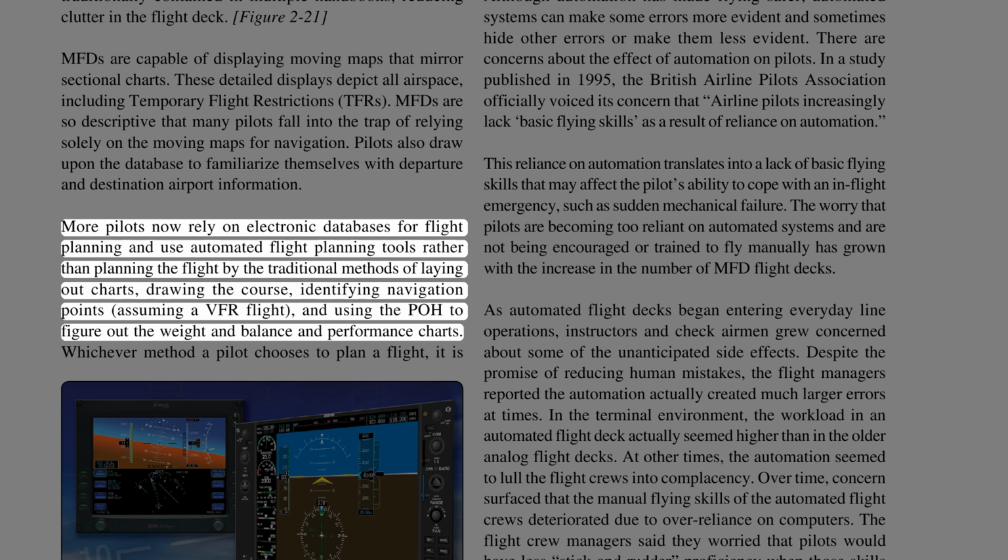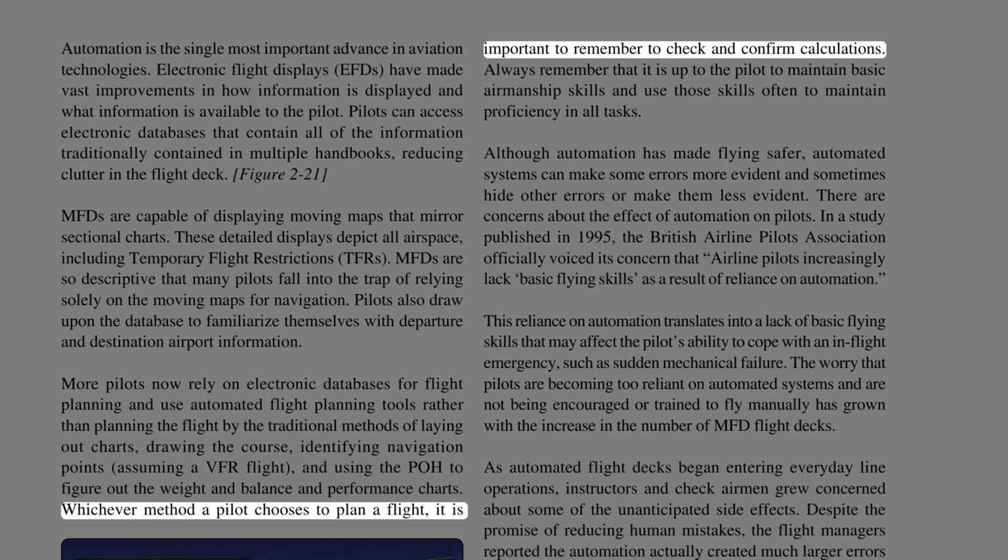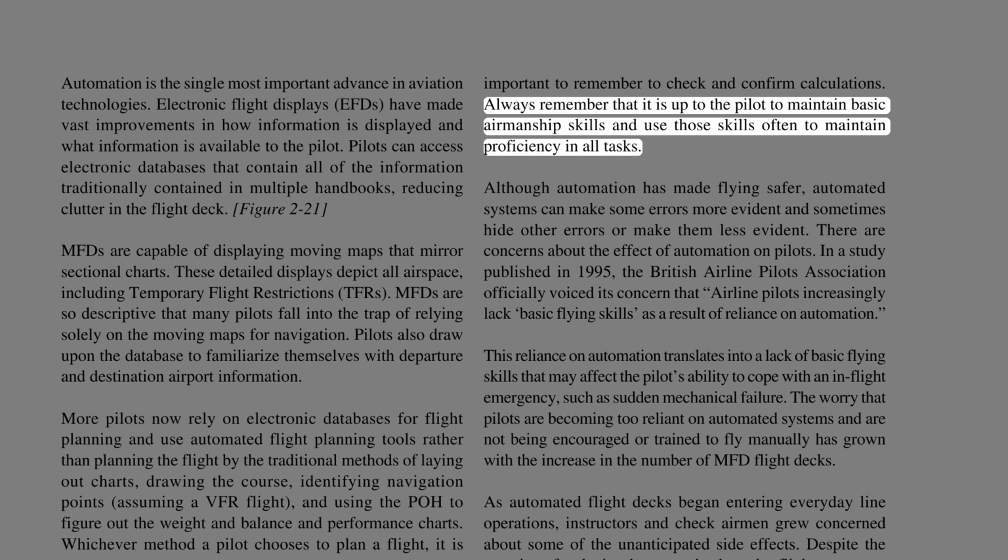More pilots now rely on electronic databases for flight planning and use automated flight planning tools rather than planning the flight by the traditional methods of laying out charts, drawing the course, identifying navigation points, assuming a VFR flight, and using the POH to figure out the weight and balance in performance charts. Whichever method a pilot chooses to plan a flight, it is important to remember to check and confirm calculations. Always remember that it is up to the pilot to maintain basic airmanship skills, and use those skills often to maintain proficiency in all tasks.